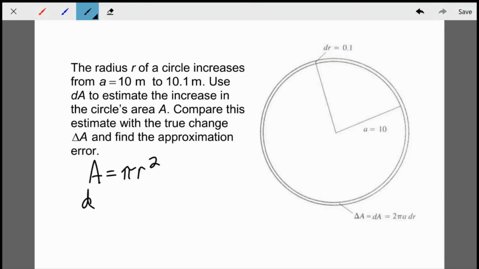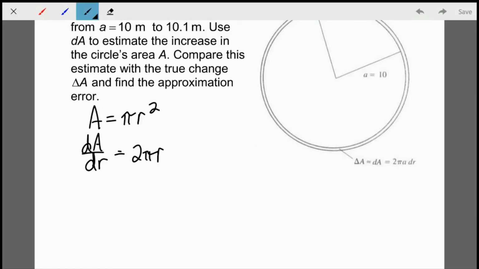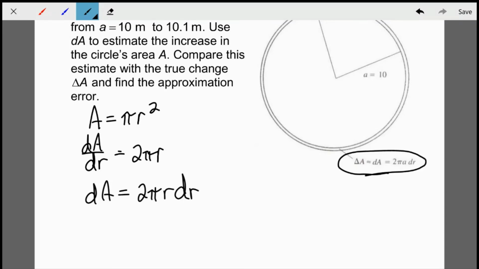So the first thing is dA dr here would be equal to 2 pi r. And if I want to now find my dA, it would be 2 pi r times dr. Now remember, that's going to essentially represent, if this function were linear, how much the area is changing for a corresponding change in the radius. And essentially what we would use this for, like it shows over here, is to approximate the actual change in the area. The delta A is the actual change in the area. We approximate it by using this differential value.